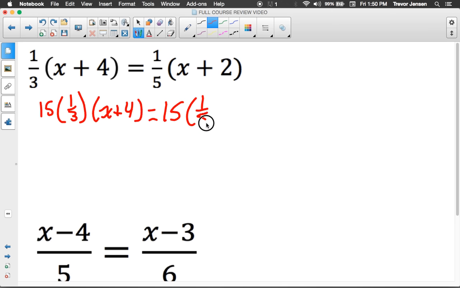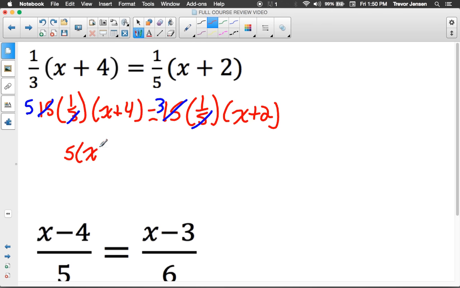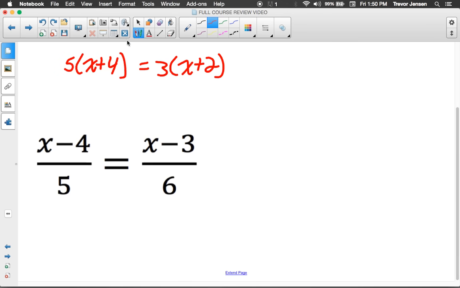So I multiplied both sides by 15, and you'll see how that works right here. On the left, I have 15 divided by 3. 15 divided by 3 is 5. On the right, I have 15 divided by 5. 15 divided by 5 is 3. So now my fractions are gone. So I have 5 times 1 times x plus 4, so I'll just write 5 times x plus 4. And here I have 3 times 1 times x plus 2. So 3 times 1 is 3, so 3 times x plus 2. And now you know how to solve it from here.